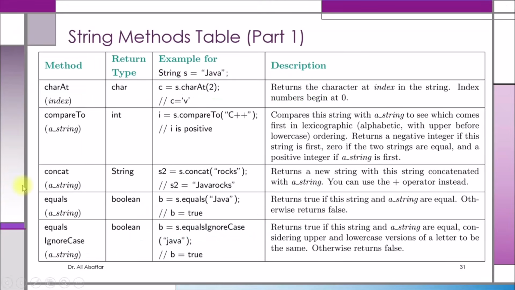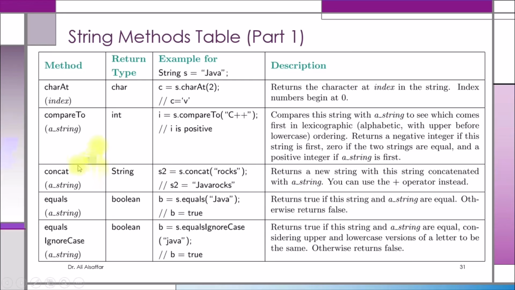Our next method is concat, okay? As you notice, this is the name of the method and the input is a string. So it has one input, which is another string. Concat stands for concatenation. We already know how to combine two strings together by using a plus. So there is a method that can do the same. It can combine two strings together.